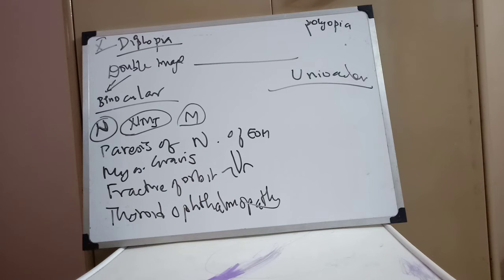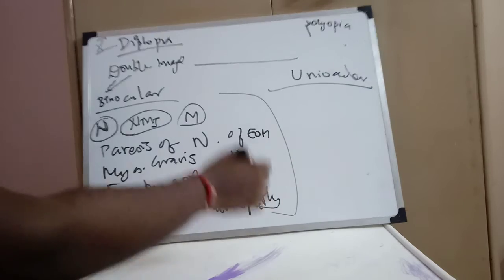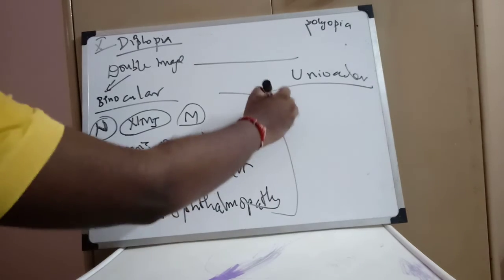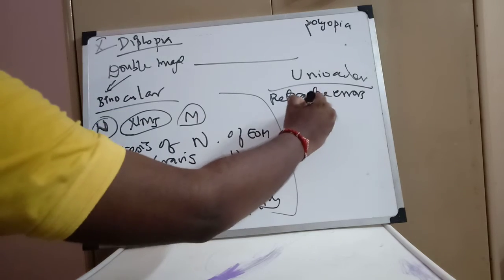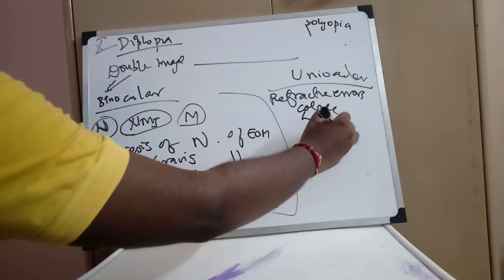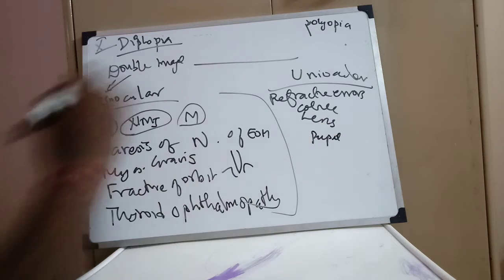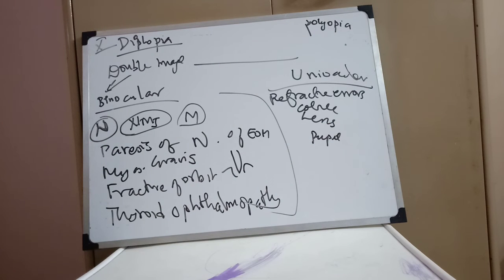In uniocular diplopia, even if one eye is closed, the diplopia is going to persist. This is mostly due to refractive errors of the cornea, of the lens, and conditions of the pupil. Refractive errors of the cornea, lens, and pupil are going to cause uniocular diplopia.